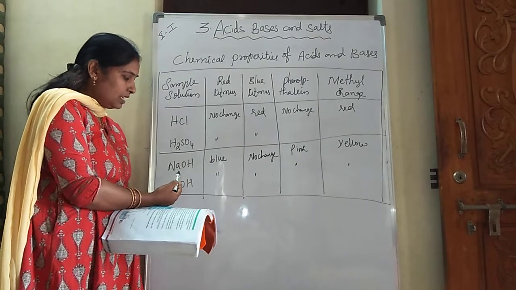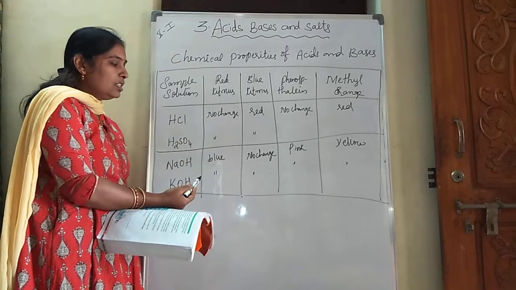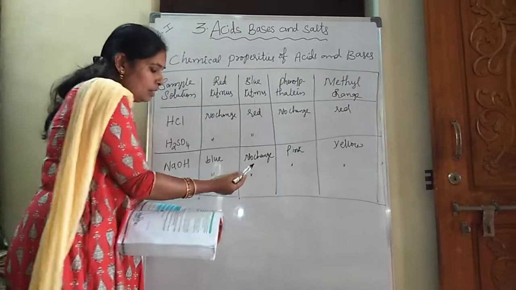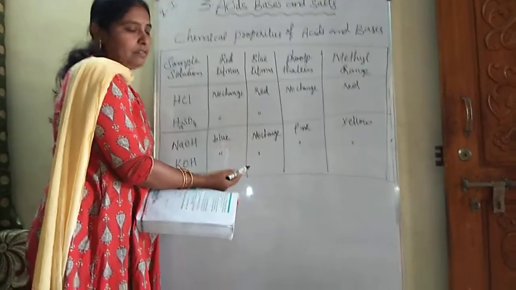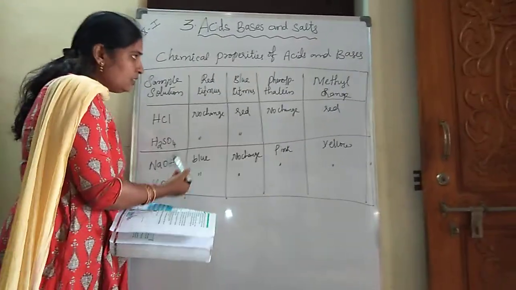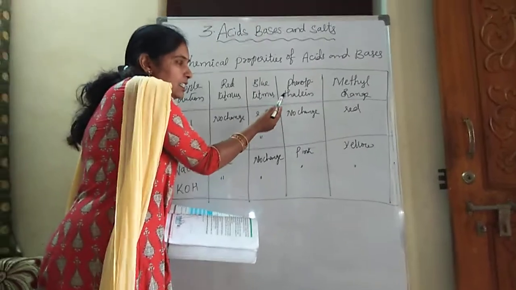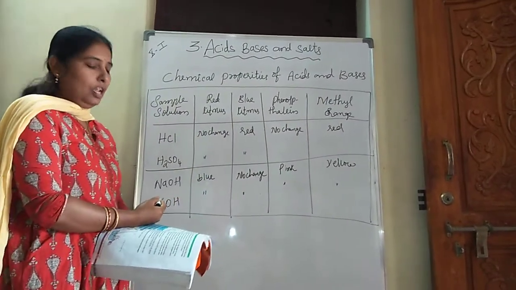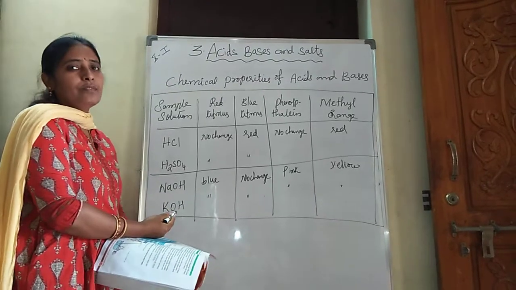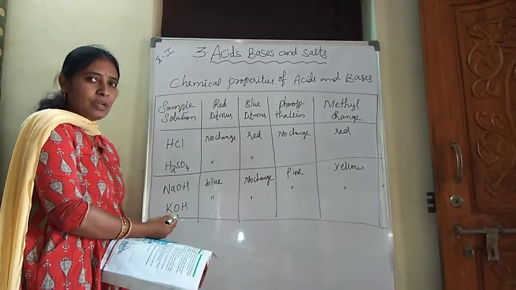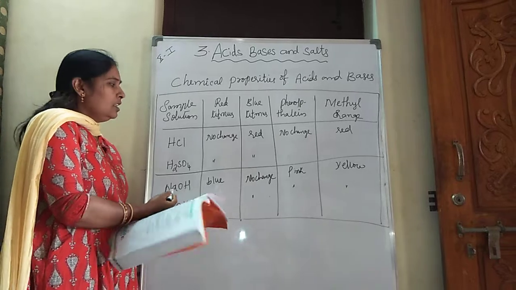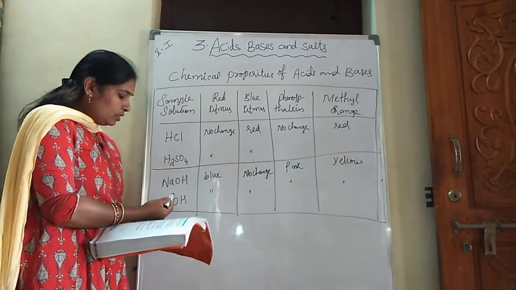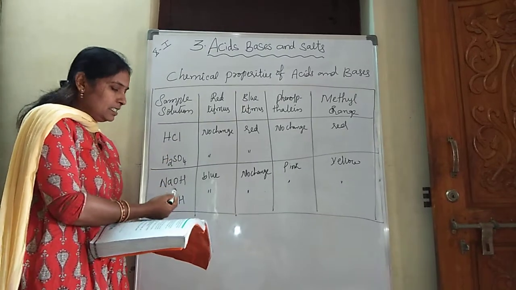When sodium hydroxide is tested with red litmus, we observe that it changes into blue, and when tested with blue litmus, we observe no change in its color. And when sodium hydroxide is tested with phenolphthalein, the colorless solution changes into pink, and methyl orange changes into yellow. We got the same result in the case of potassium hydroxide. What we observed here: hydrochloric acid and sulfuric acid got the same result, and sodium hydroxide and potassium hydroxide are bases.